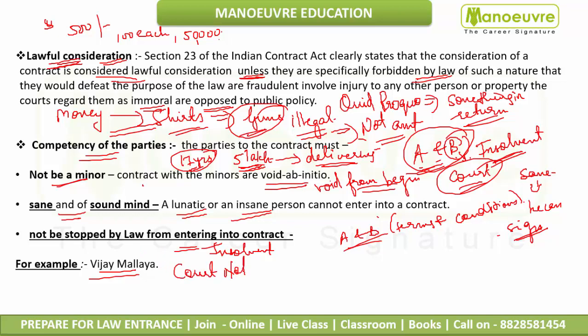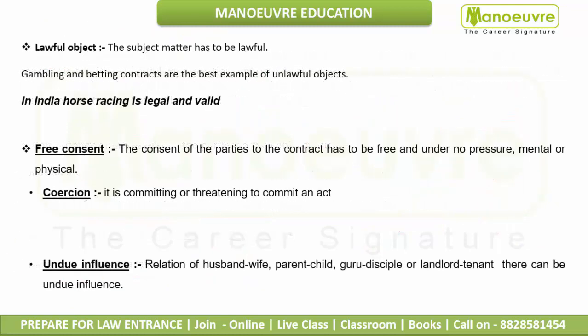Court will not help you, guys, because the parties to the contract are not competent to enter into a contract, and therefore the contract is not valid. It is an invalid contract which cannot be enforceable in the courts of law. Next in the line is lawful object.